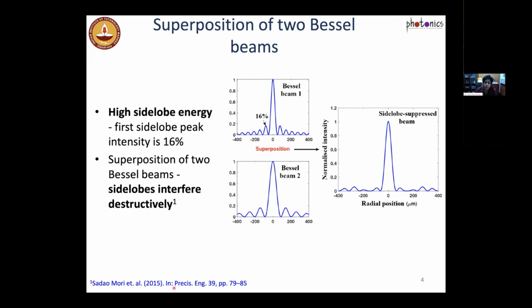Morey's group in 2015 had proposed using two slightly different Bessel beams and superposing them and actually creating a destruction of the side lobes, so that you could get a Bessel beam with much lower side lobe. So in a regular Bessel beam, the first side lobe has a peak intensity of 16% of the main, but you can see in the superposed one that the peak intensity has dropped quite considerably.